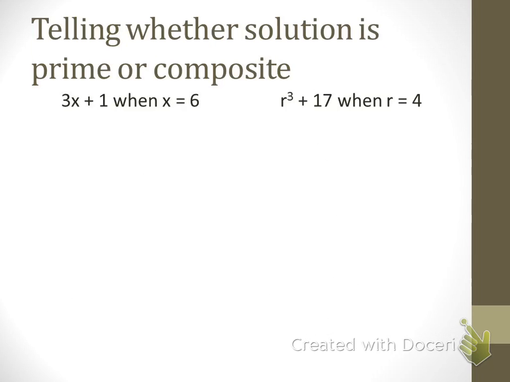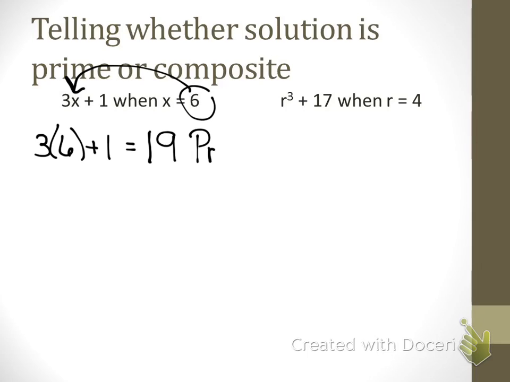All right, last but not least, we're going to tell whether or not a solution is prime or composite. So what we're doing is we're substituting in the value for the variable. Go ahead and make that substitution and solve. And what do you get? All right, so what's 3 times 6 plus 1? 19. Is 19 a prime or composite number? It's prime. So you say 19 and prime.